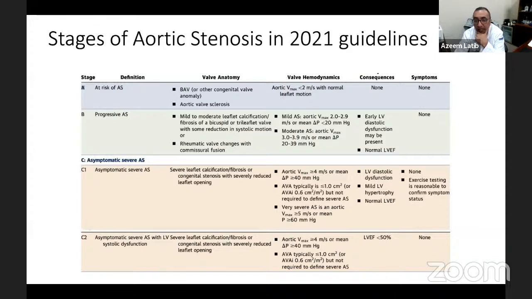These patients may have diastolic dysfunction, LV hypertrophy, but normally have a normal ejection fraction. They have no symptoms, but you may want to do exercise testing to confirm their symptom status. And there's currently a study called Early TAVR, which is looking specifically at these patients.